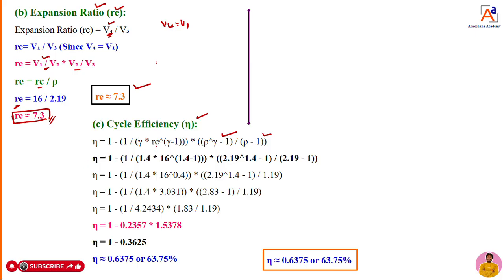Okay, substitute all the values. RC you know, gamma you know, again gamma is there, rho is there, you know all the values. Do simplification. You are going to get the efficiency of the diesel cycle as 0.6375. Multiply with 100, you are going to get 63.75%. This is nothing but the efficiency of the diesel cycle, dear students, for the given data.